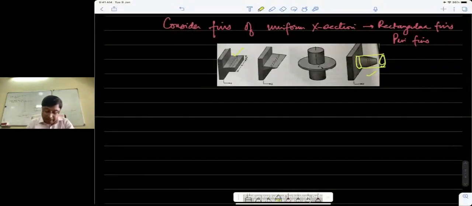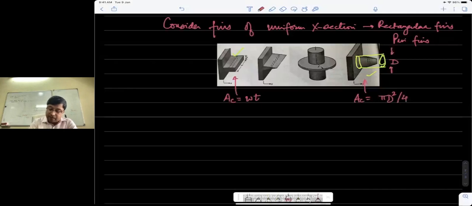In the case of a rectangular fin, the area of cross section is just width times the thickness, and in the case of a pin fin, the area of cross section would be pi d squared by 4, where d is the diameter. And we look at another variable in the problem which I should have defined earlier: L, the length of the fin, will also be a parameter in our analysis.